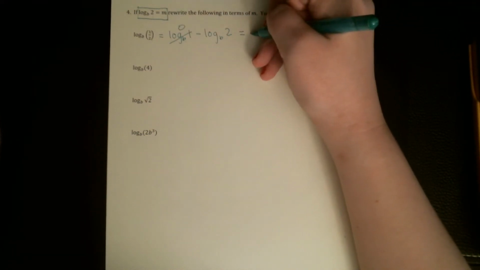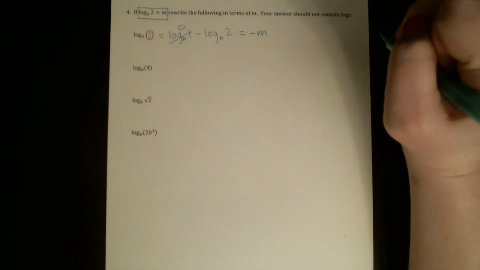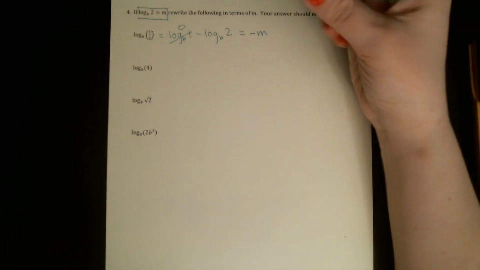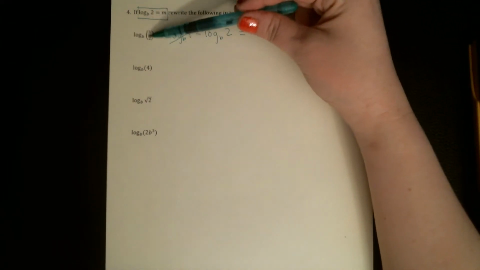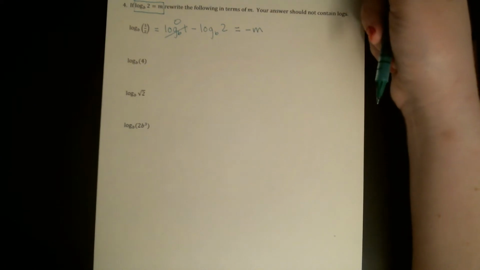So now that I've gotten down to just that, I can say I have a negative m, and that's my answer. I could also say that 1/2 is 2 to the negative 1, and I could drop the negative first power out in front, and I would get the same thing. So often there's a couple of ways to do these.